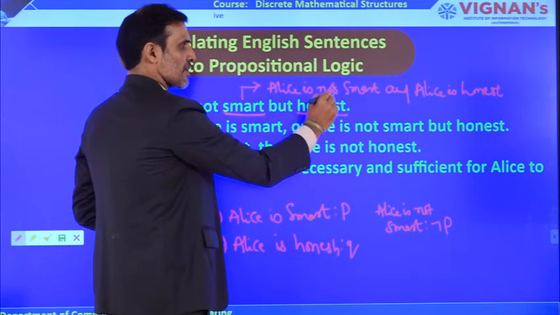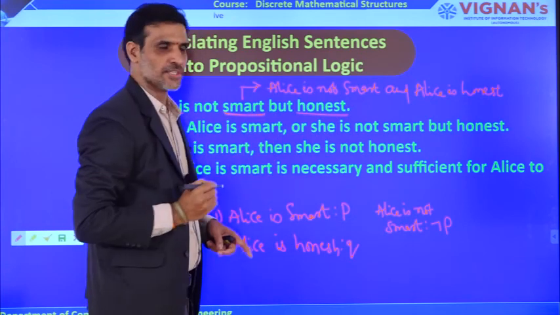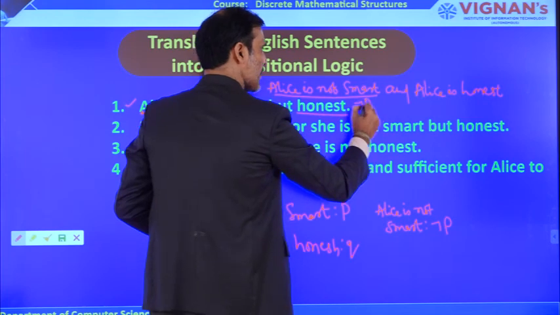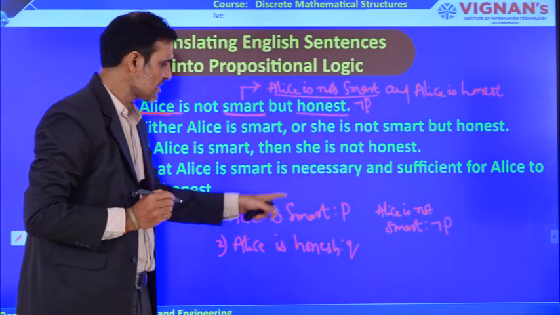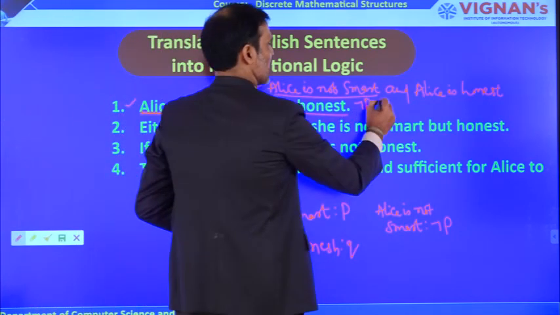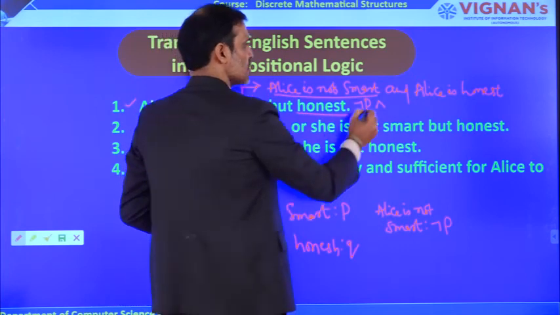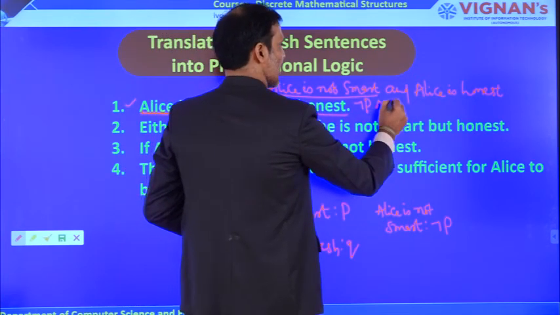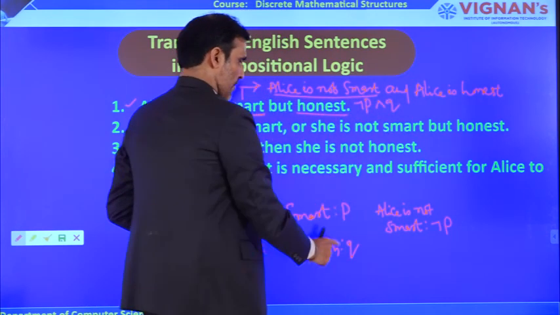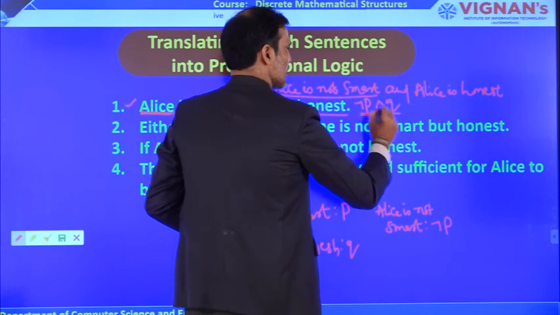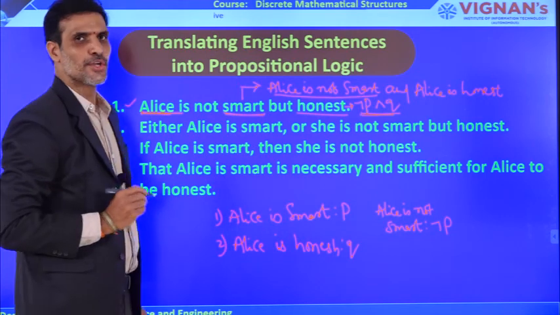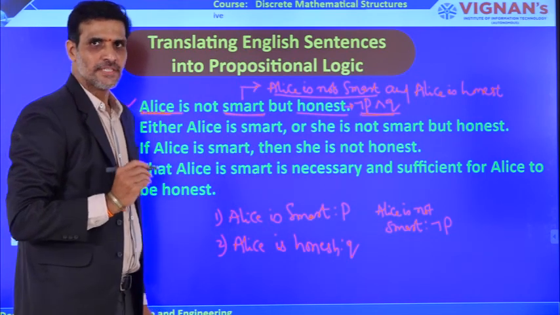Alice is not smart and Alice is honest. Therefore, this entire sentence can be written in the form of negation P, because we assumed that Alice is smart as a propositional variable P, and we use the conjunction with Alice is honest, which we have taken as Q. So, this sentence can be written as negation of P and Q. I hope it is understood.